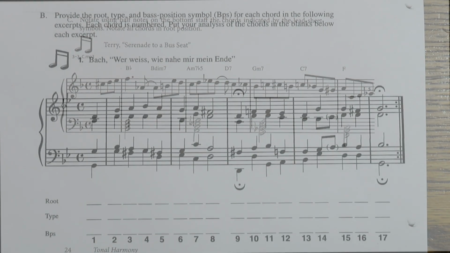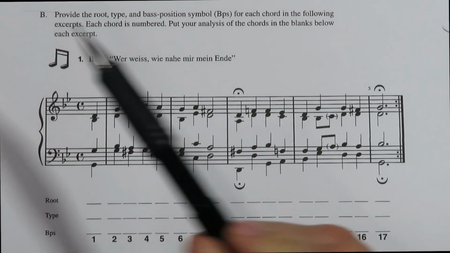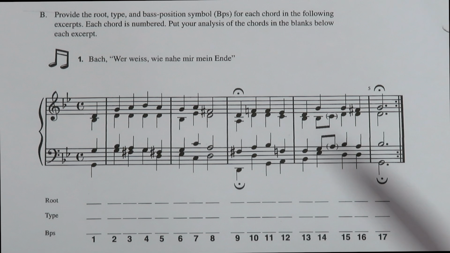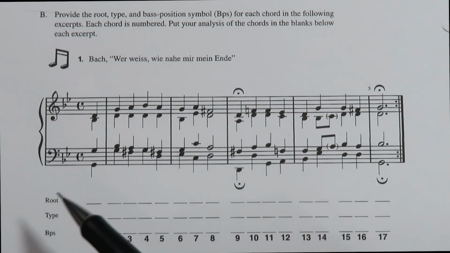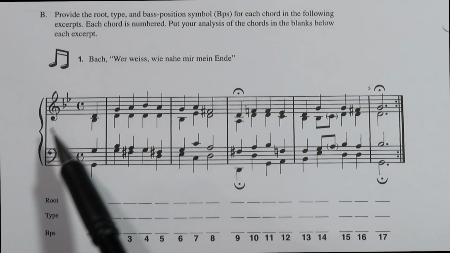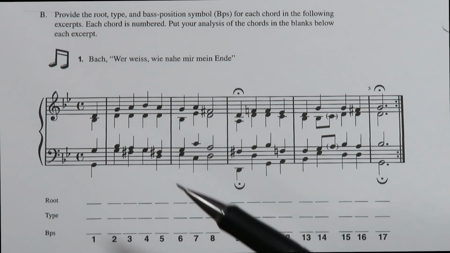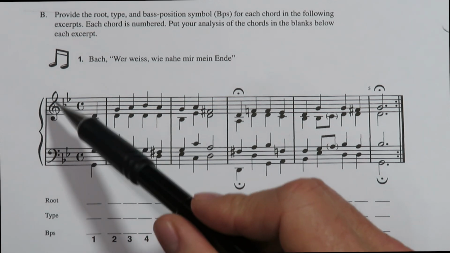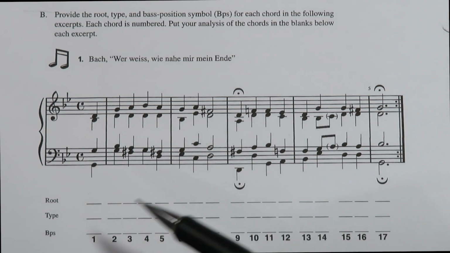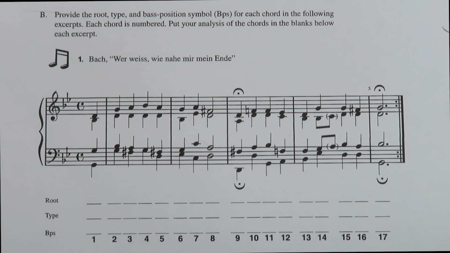Thanks. Okay, so here we are in part B. Provide the root, bass position symbol, and the type of chord. Now this time we're doing a chorale, so it's four-part harmony, and the chords are spread across the grand staff, treble and bass, in soprano, alto, tenor, and bass. So it's a little different approach.